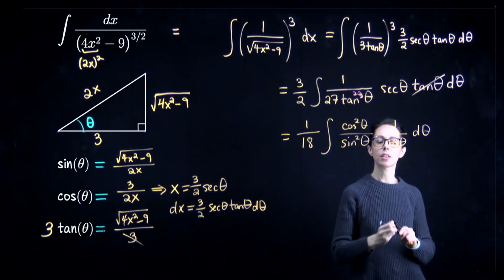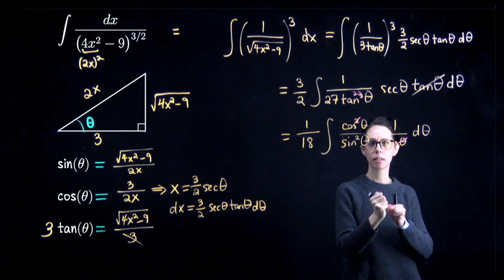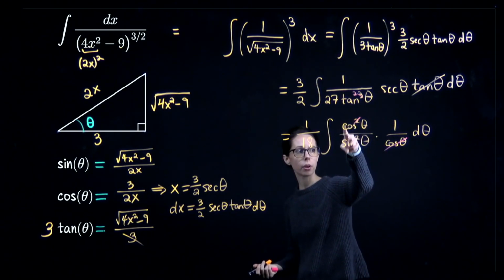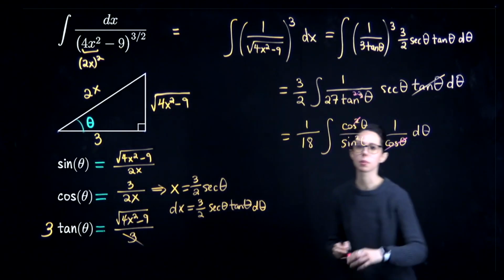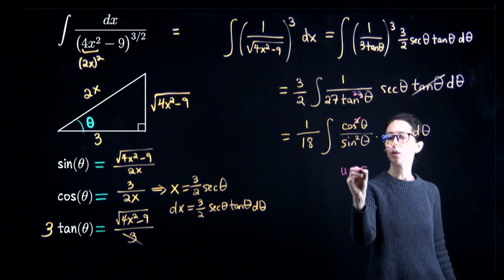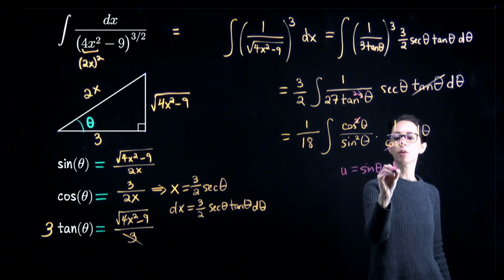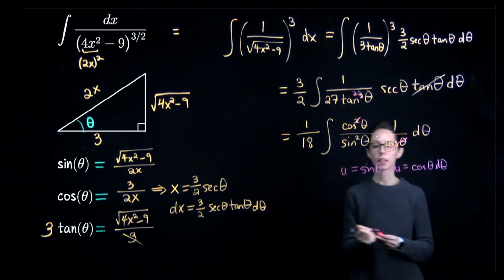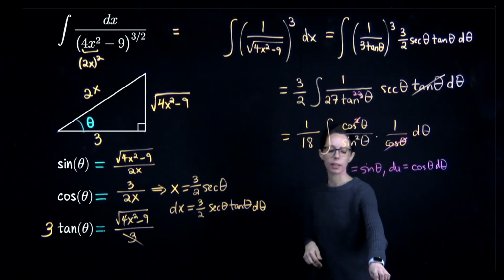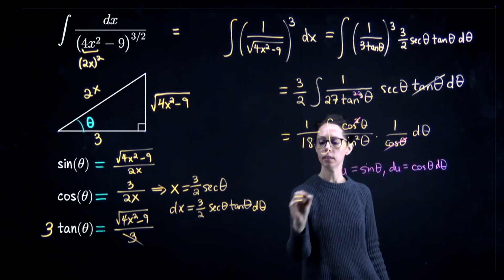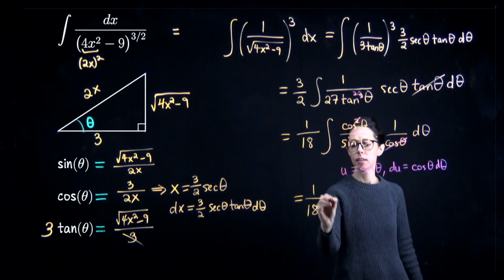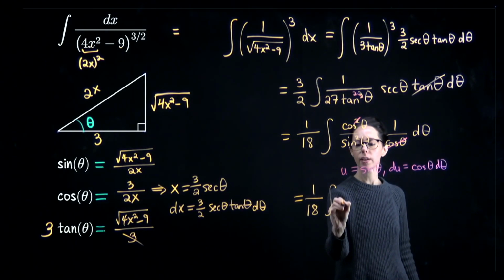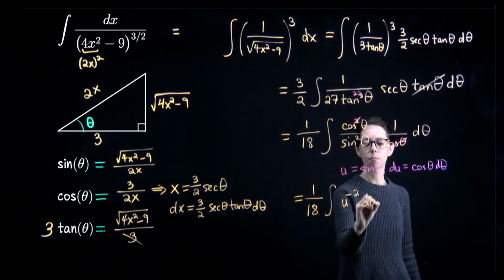Now, again, we have some cancellation, like that. And that leaves us really with a u sub. If u is sine theta, du is cosine theta d theta. So this is a nice clean u substitution. So we will let u equal sine of theta, du will be cosine theta d theta. That leaves us with 1 over 18 times the antiderivative of 1 over u squared du. I'm going to write u to the negative 2 power du.